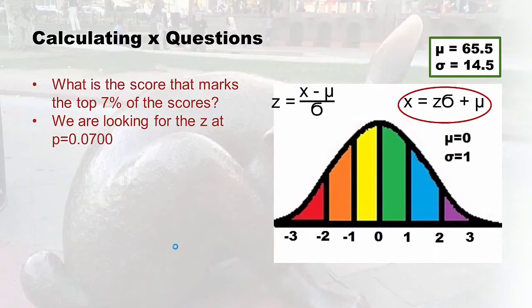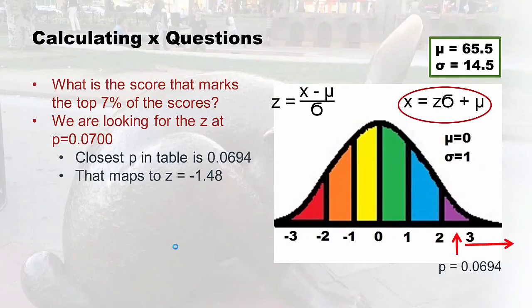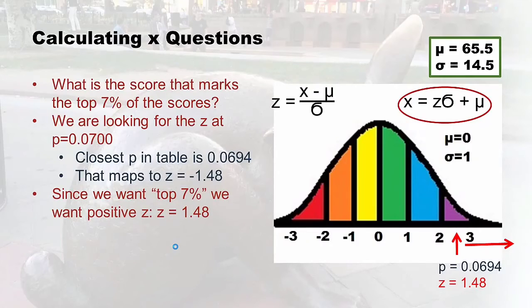Okay, we started out looking for the z at p equals 0.0700, but the closest we got was 0.0694, and that mapped to z equals negative 1.48. Now, what I want you to notice is negative 1.48 is actually on the left side of mu. So that is the z-score at the bottom 7% of the scores. So we're going to use the positive version of that z since we want the top 7%. So we're going to use 1.48, so the opposite z.